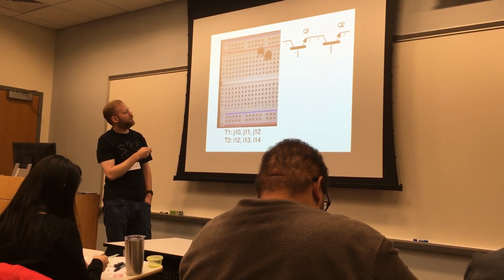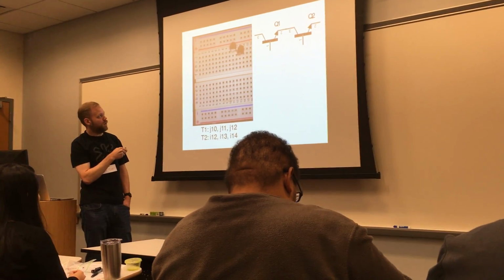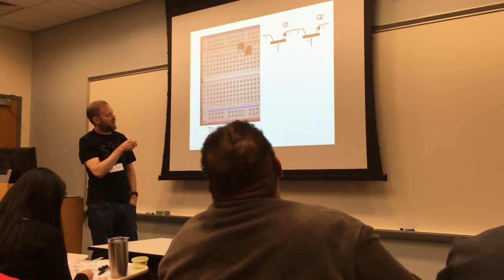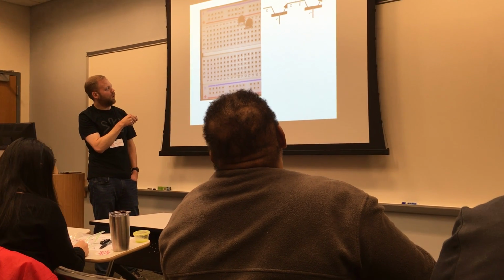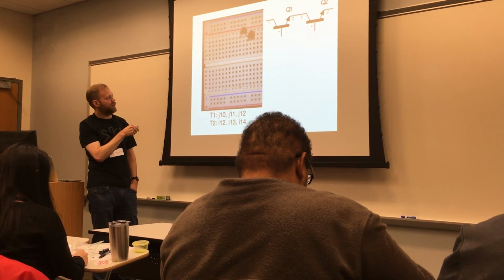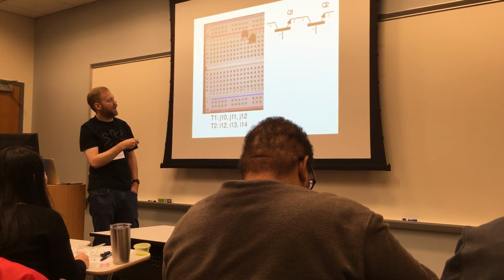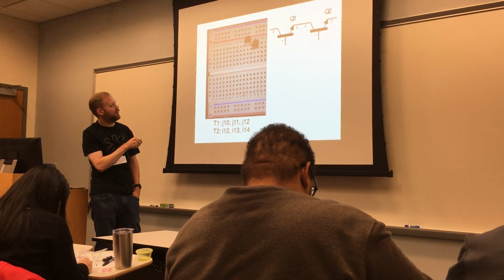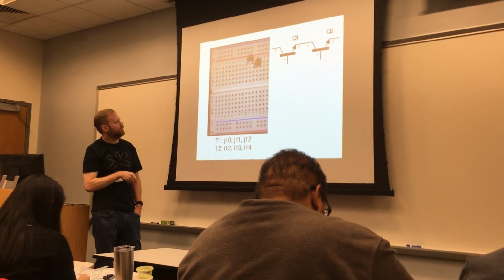Flat side facing you, and then the second transistor is going to go right next to it. They're going to share a row between the two legs. So row 12 will have two transistors in it. The first transistor is in row J, the second one is in row I.